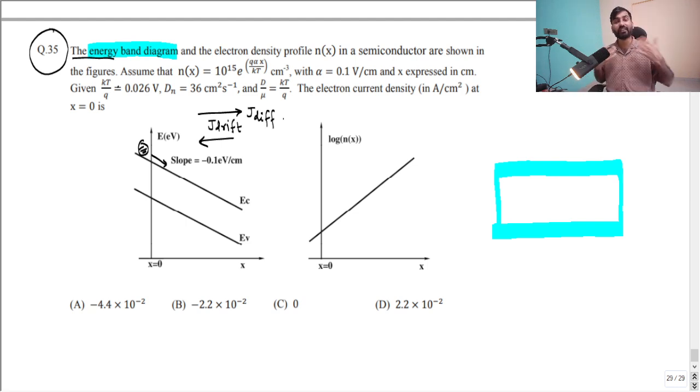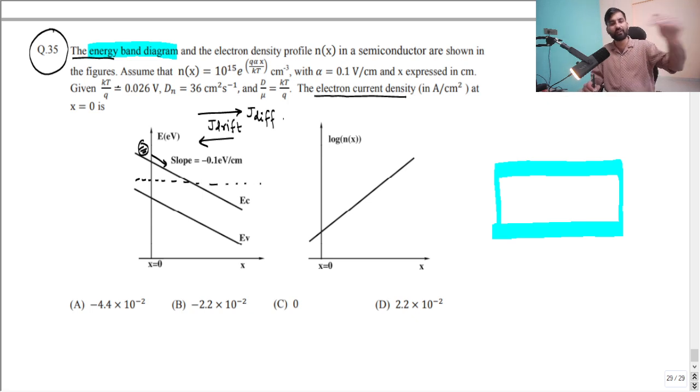What they are asking is they are asking you to find the electron current density, and one more thing they did not specify here is the Fermi level. They did not talk about the Fermi level. As far as the semiconductor is concerned, it is in equilibrium. So your Fermi level is going to be constant always. Let me mention that also. Your Fermi level will be constant.